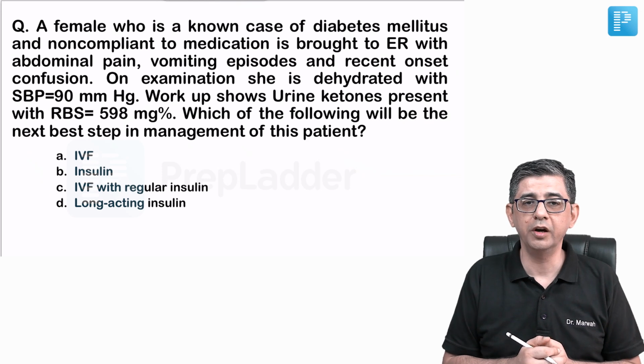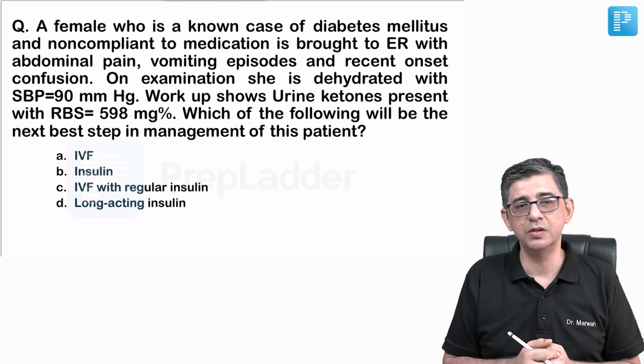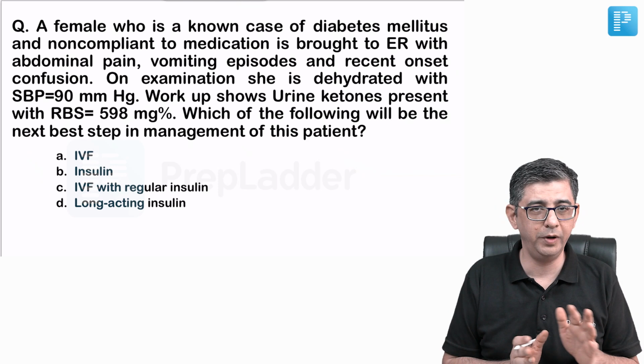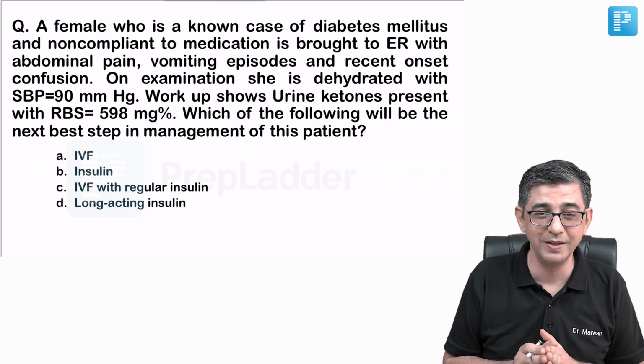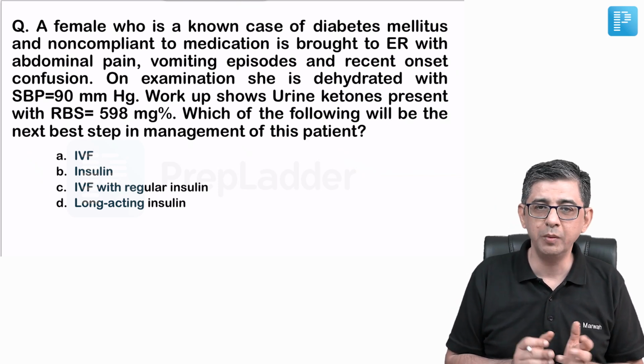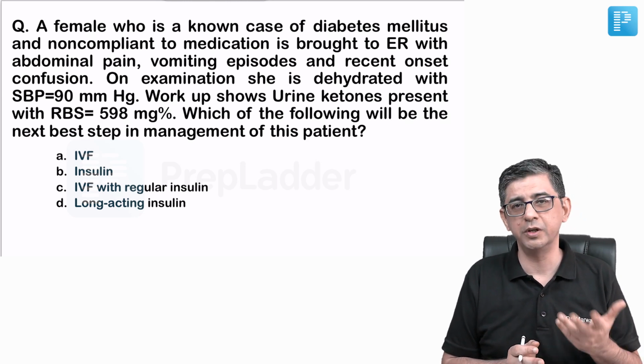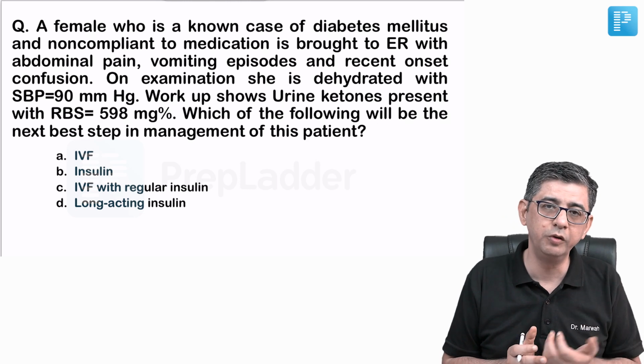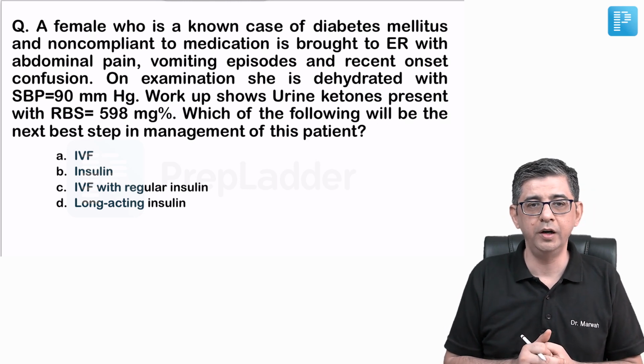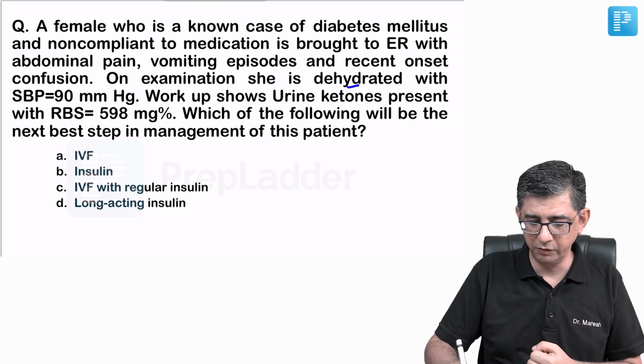The next question was a longish one. It said a female who's a known case of diabetes mellitus and is non-compliant to medication. All our patients are non-compliant on this. They're brought to the emergency room with tummy pain, vomiting episodes, and recent onset confusion. So probably there was loss of fluid from the body, and that could have resulted in low blood pressure also, and there is evidence of dehydration.